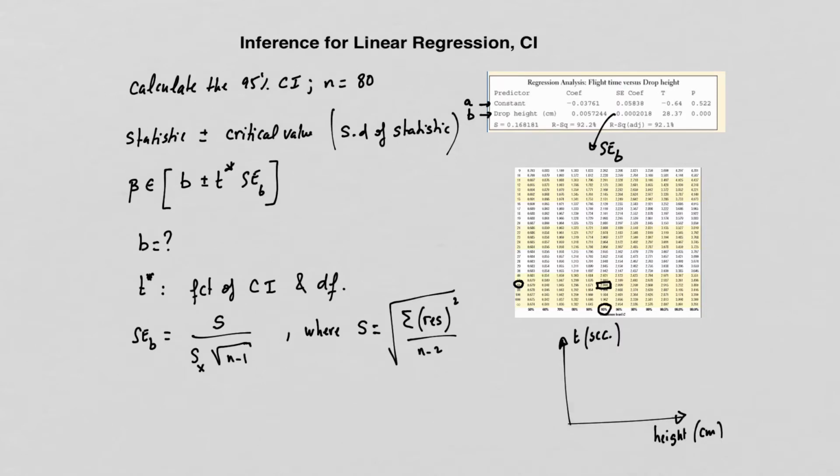Welcome back, everyone. Today we are going to do an example of a confidence interval for inference, okay? You may remember last time we introduced the basic idea of inference for slopes called beta. That was our parameter. And our sample statistic was B, which is the slope of the regression line.